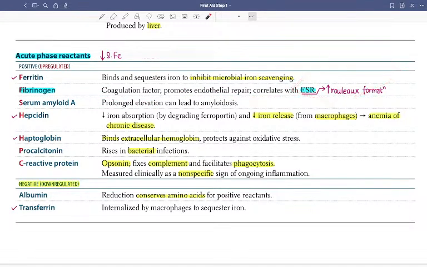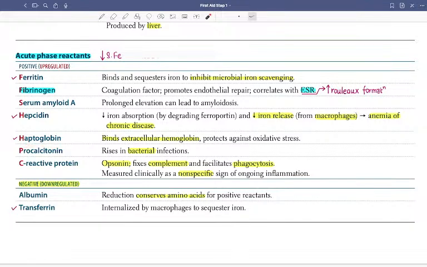The more the fibrinogen, the more rouleaux formation, and the faster the sedimentation rate. So fibrinogen increases ESR and rouleaux. Remember multiple myeloma. Serum amyloid A: prolonged elevation can lead to amyloidosis. Hepcidin binds to ferroportin and degrades it, decreasing iron absorption and iron release from macrophages, and causes anemia of chronic disease. Hepcidin.